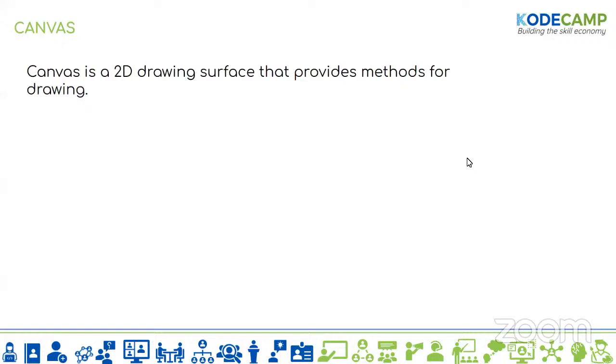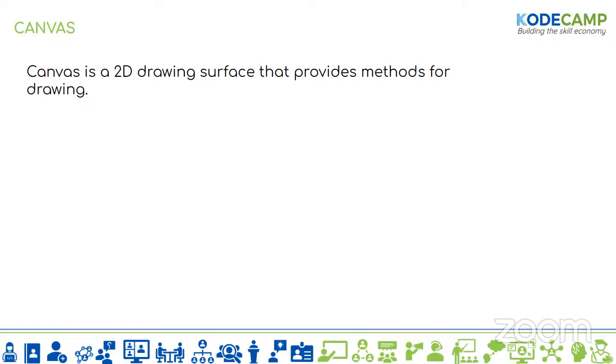First of all, let's talk about what a canvas is. A canvas is just a 2D, that's two-dimensional, drawing surface that provides methods for drawing. That's basically what a canvas is. You can just see it like a drawing board. That's basically what a canvas actually is.